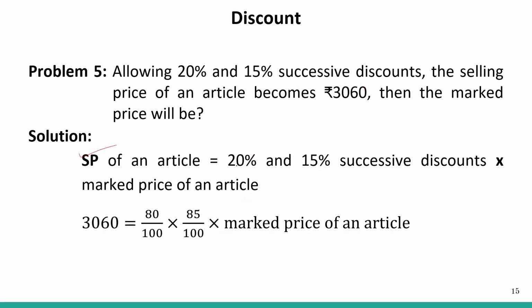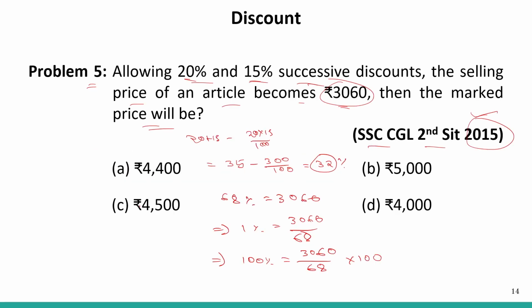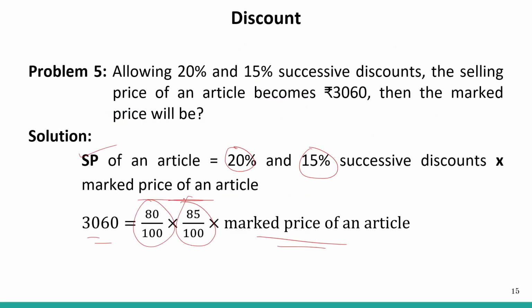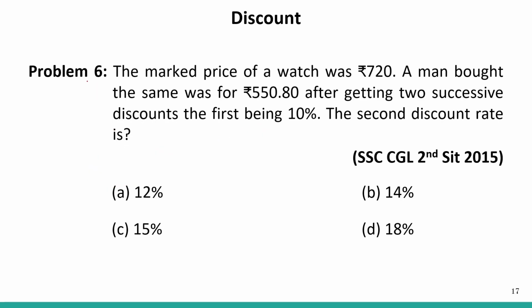Okay, so the selling price of the article is the 20% and 15% successive discounts applied to the mark price of that article. So 3060 is equal to 80 by 100 into 85 by 100 into the mark price. So it will be 3060 into 100 into 100 by 80 into 85, that is equal to 4050 rupees. Actually there is a slight mistake here. Cancelling a 0 from here and here, what we are left with is 4500. Okay, let's see problem number 6.